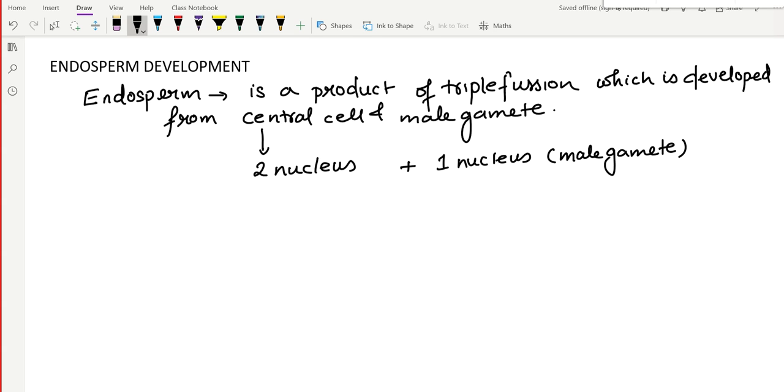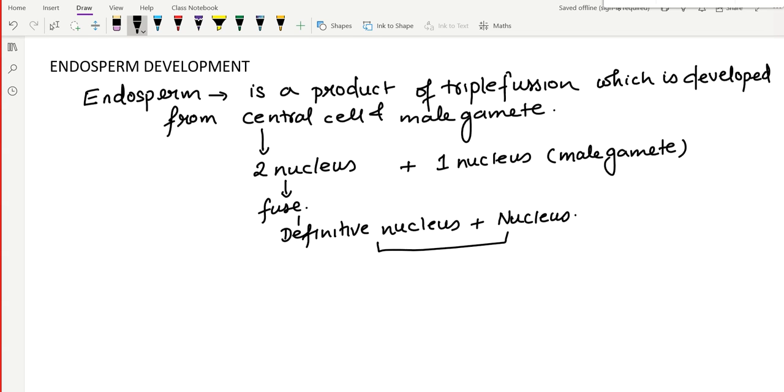Now, before the male gamete fuses, these two nuclei fuse with each other to form the definitive nucleus. Now this definitive nucleus fuses with the nucleus of the male gamete, and because we are seeing the fusion of three different nuclei, we call it a triple fusion.